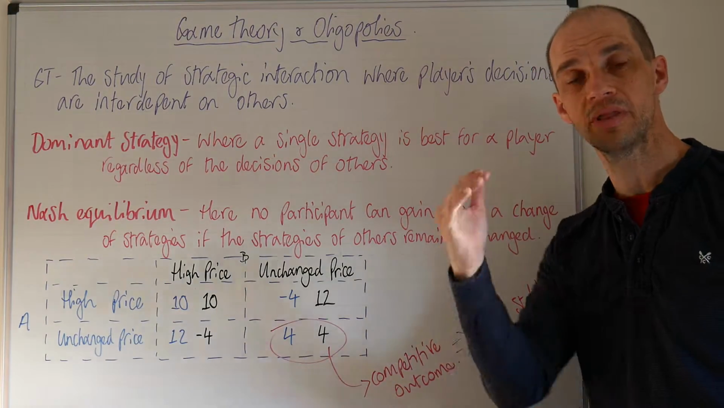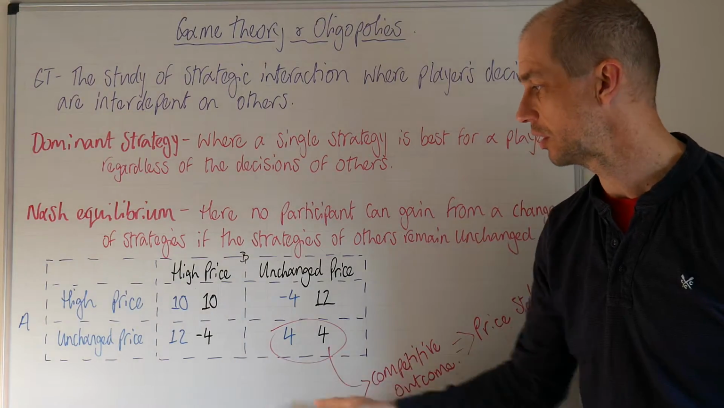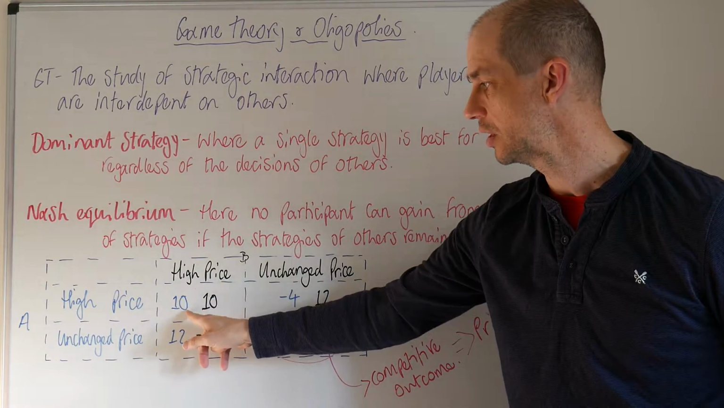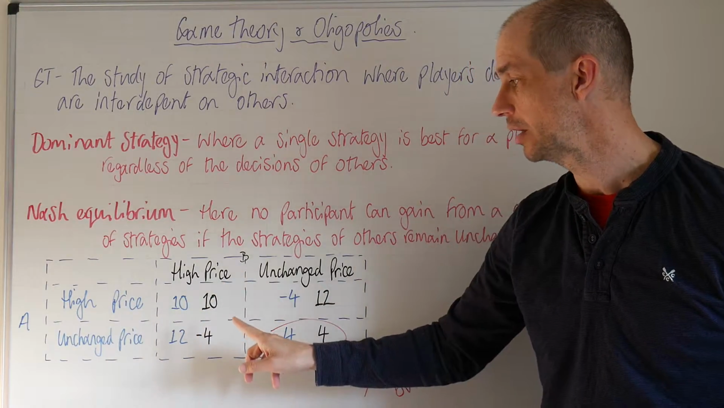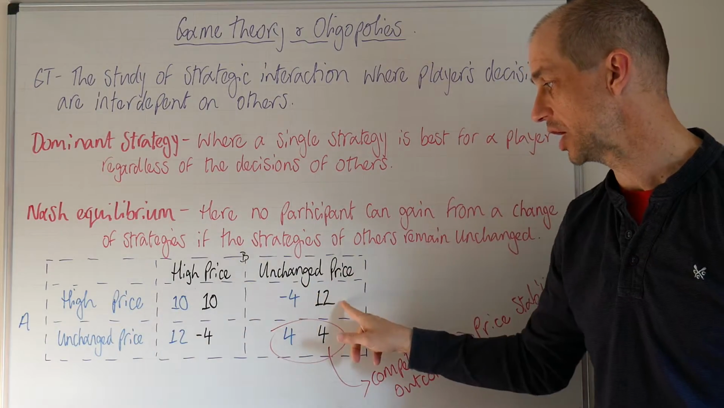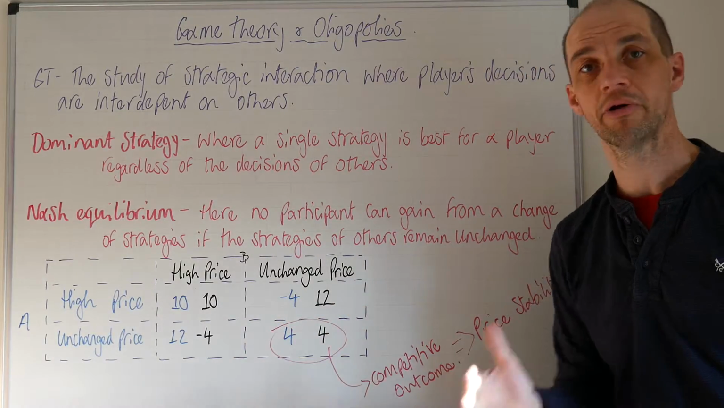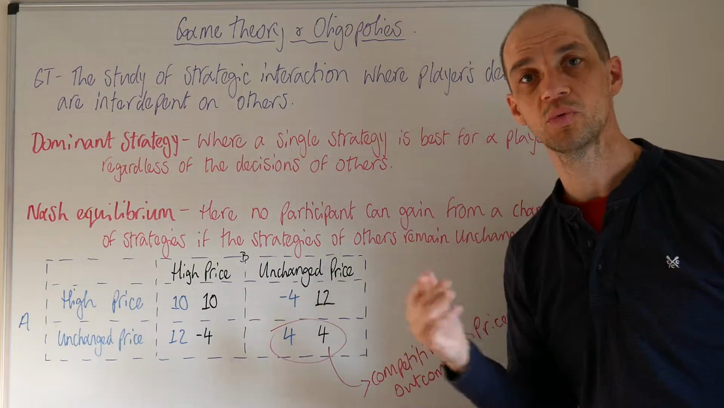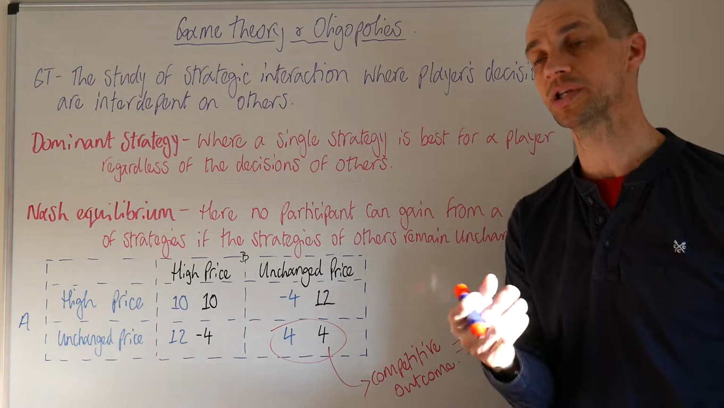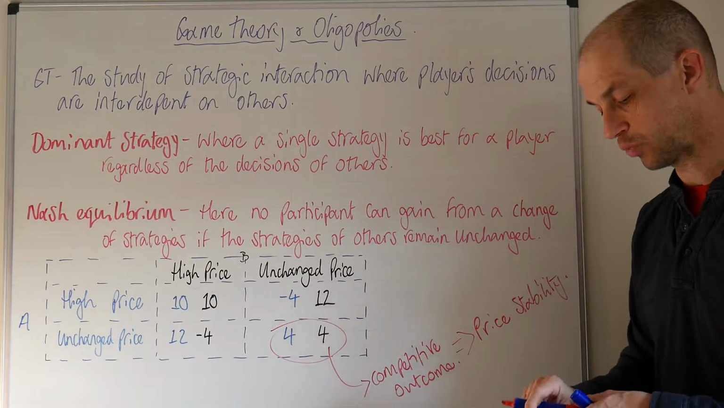And you'll remember there, when there's a price rise, other firms will not follow. So let's say, for instance, that Airbus raises the price, whereas Boeing keeps the price unchanged. The outcome here is -4 for Airbus and 12 for Boeing. So Boeing would do far better. There is no incentive to raise the price in such an instance. So we've got price stability reinforced here.